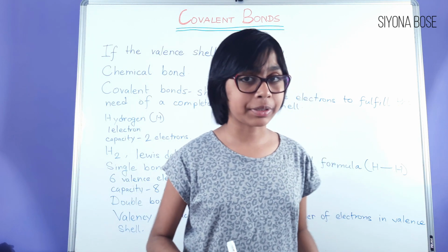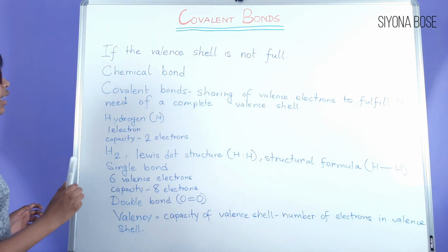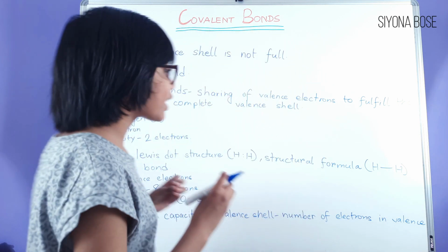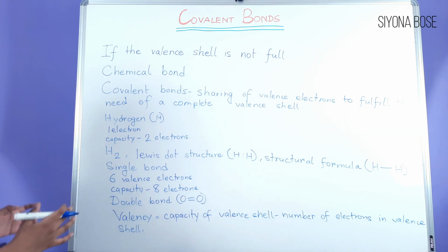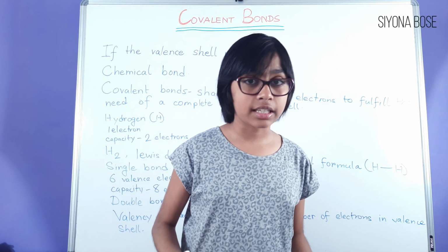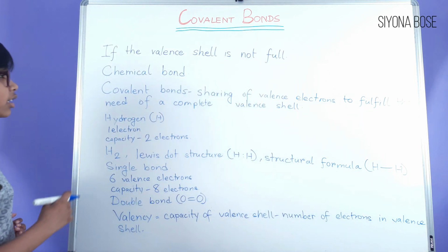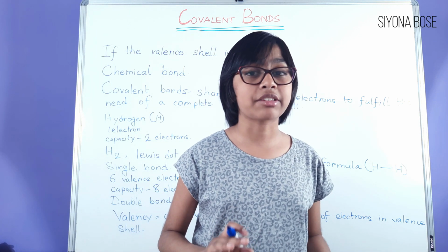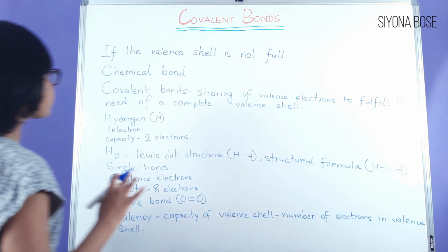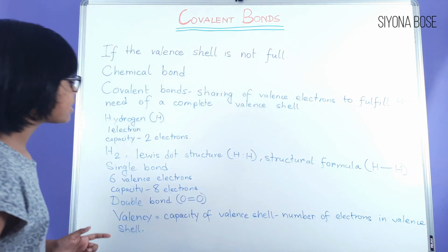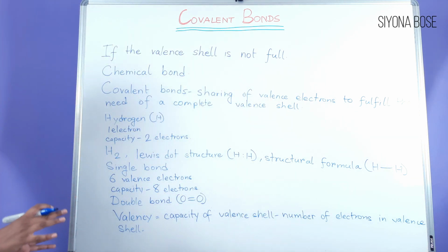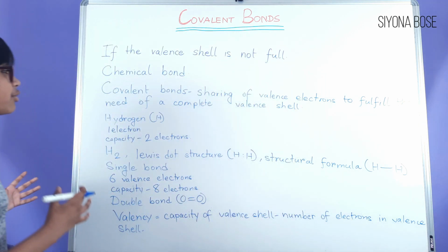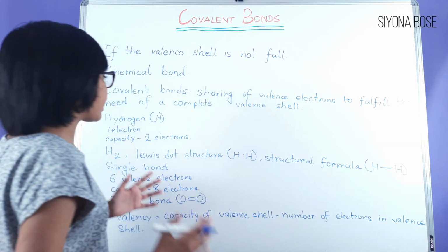Now we can have a short recap. Chemical bonds form when the valence shell is not full. That is where reactivity comes from. That's the reason why inert gases don't react: their valence shells are full, so they have no reactivity to form any chemical bonds. Covalent bonds have the same concept of sharing valence electrons to fulfill the need of a complete valence shell.